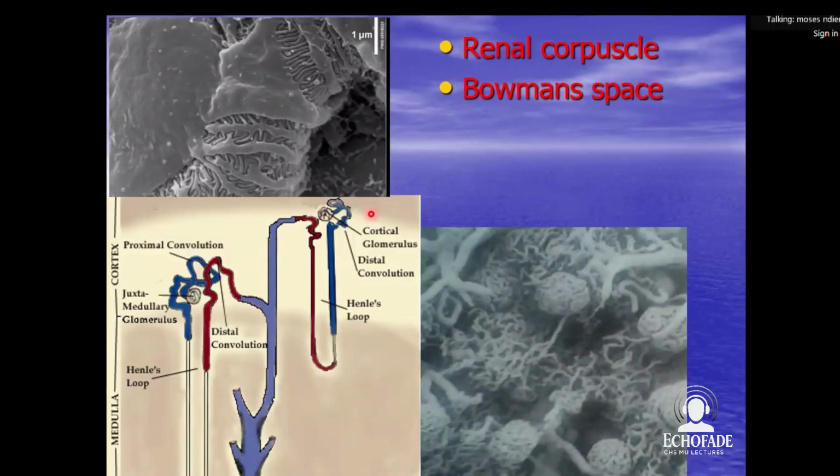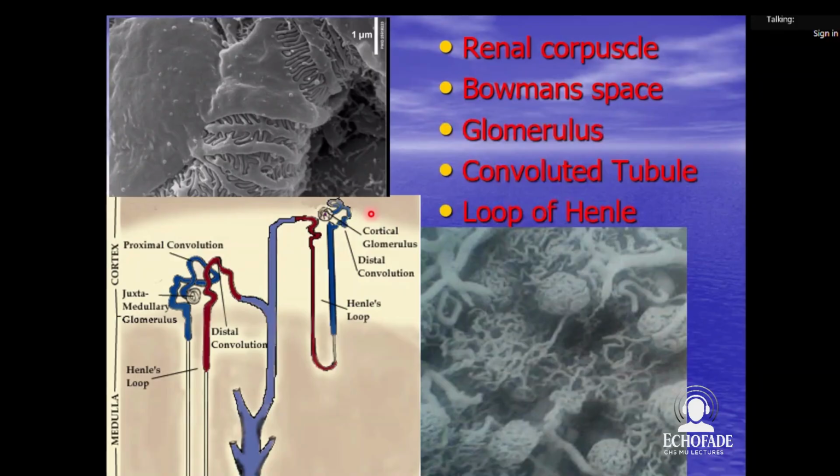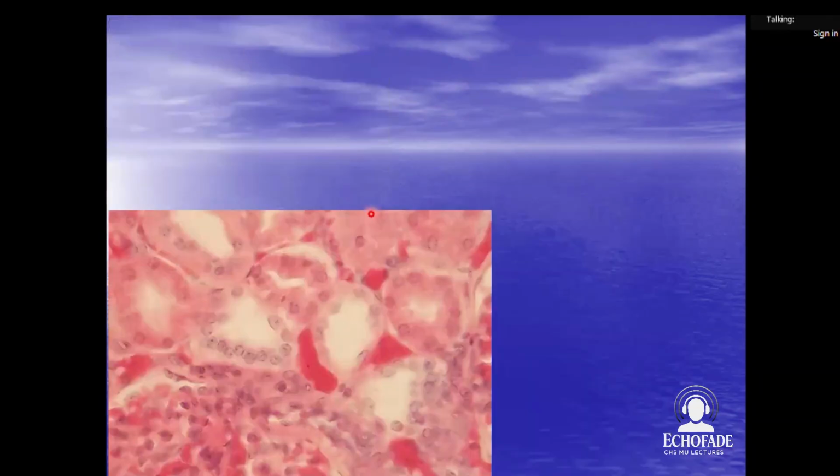What happens at the proximal convoluted tubule? Let's just look at the structure. This is the glomerulus. What we have here are glomeruli, appearing as red. The cells in here are the podocytes and also nuclei for the mesangial cells and endothelial cells. So this is what we refer to as the Bowman's space.